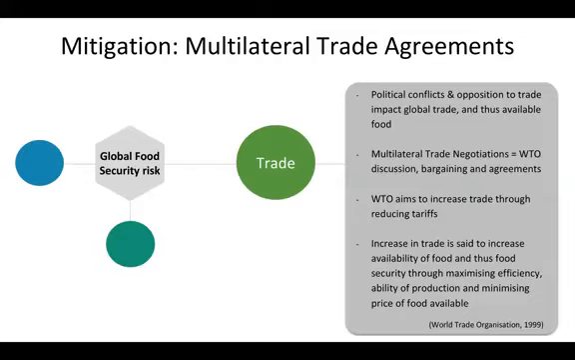As one of the main goals of the WTO is to increase global trade, its effect on food security through the hypothesized increase in availability of food from such agreements was therefore evaluated.